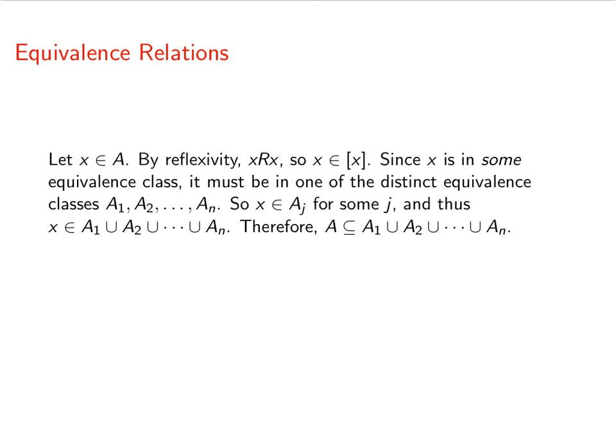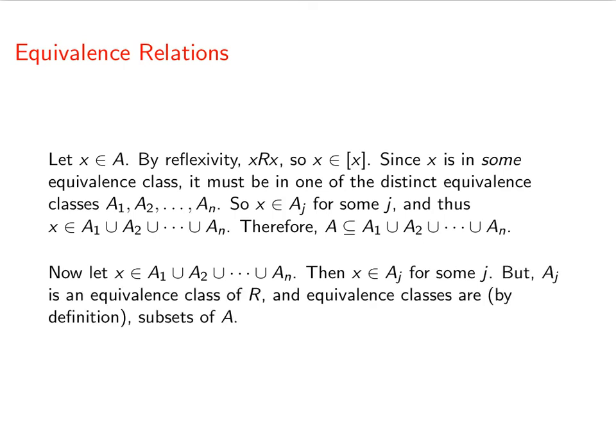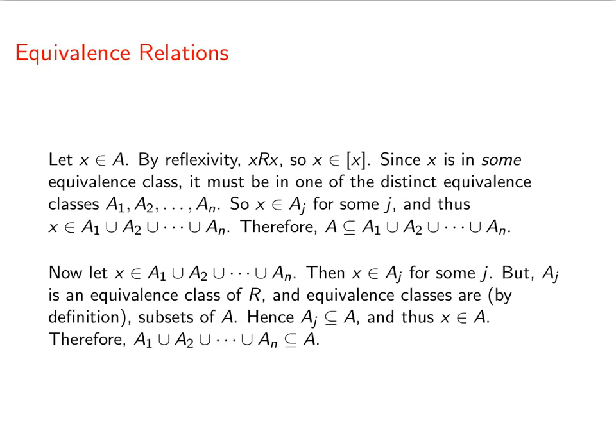Now let's go the other way. Let X be in that union. That means X has to belong in A sub j for some j. But A sub j is an equivalence class of R, and equivalence classes are, by definition, subsets of A. So there's really nothing to prove here. We know that A sub j is a subset of A, and that makes X an element of A. So now we've proved the subset relationship in the other direction, so those two sets are equal. That finishes up step one.